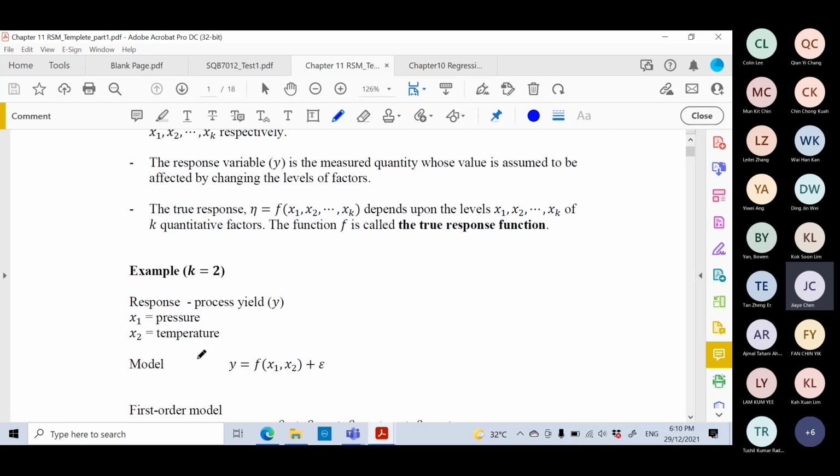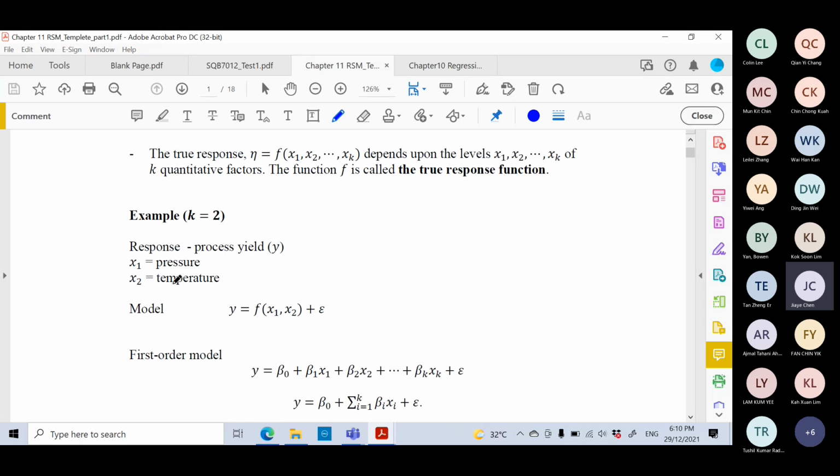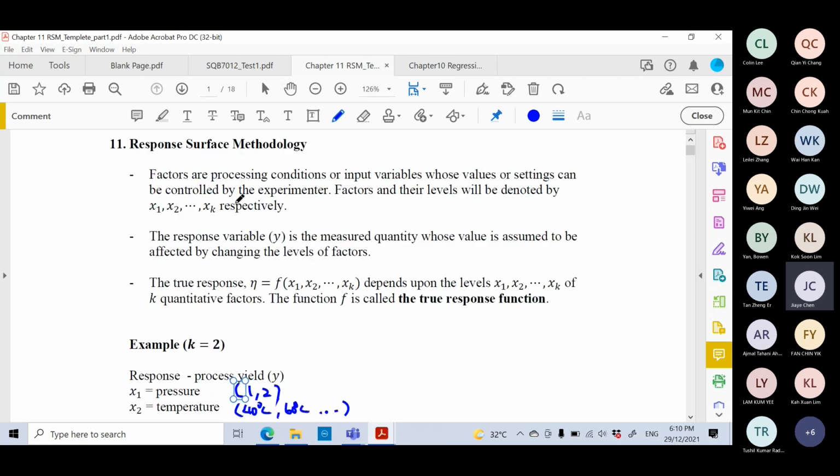pressure and the temperature. So we can have different levels. For x1, it can take the values maybe 1 and 2. Okay, you have pressure 1 and pressure 2, and you denote them as 1 and 2. For the temperature, you can also have, let's say, 40 degrees Celsius and 60 degrees Celsius and so on. It depends on how many levels you have. Okay, so this x is, sorry, not the response variable. Here we call it the input variable.